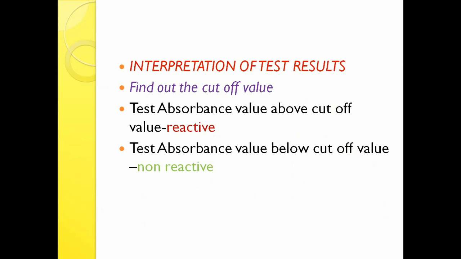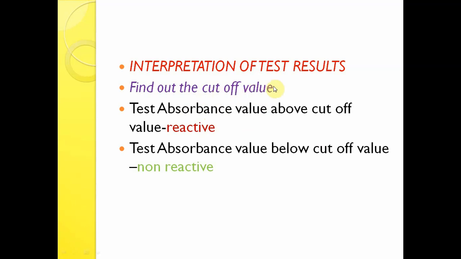Moving to the interpretation of the test results. So in the ELISA reader we will get the OD of each well. After getting the absorbance value or optical density of each well, we need a cutoff value to report the ELISA results. So how to calculate the cutoff value?